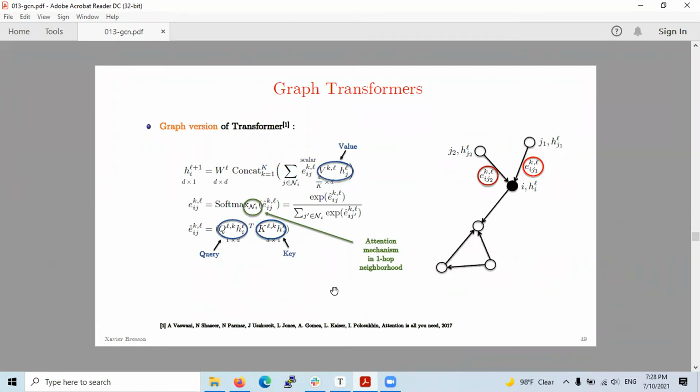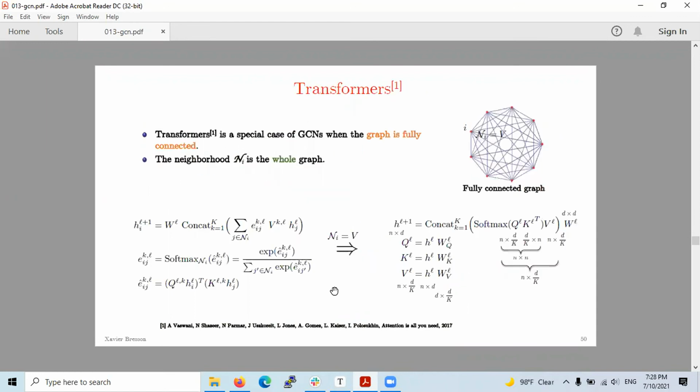Fine, sure. Okay, so this is about graph transformers. And then again, they go on to discuss transformers itself. Transformers are a special case of GCN when the graph is fully connected. So here again, this kind of interpretation or analogy had to come. We start doing all of these analogies, and a graph is also a special case of transformers.